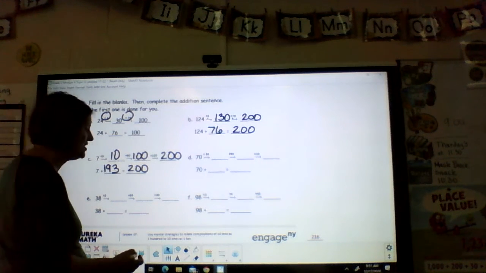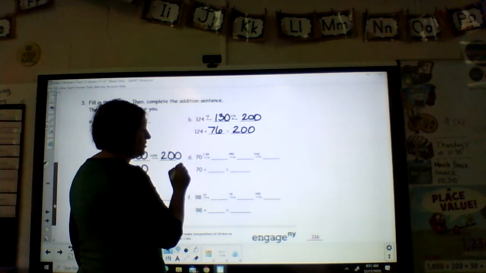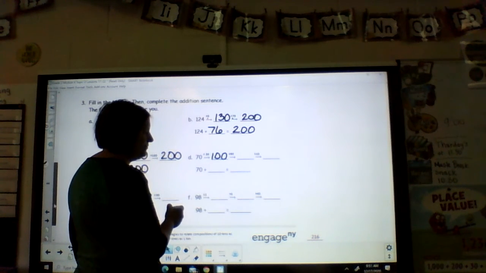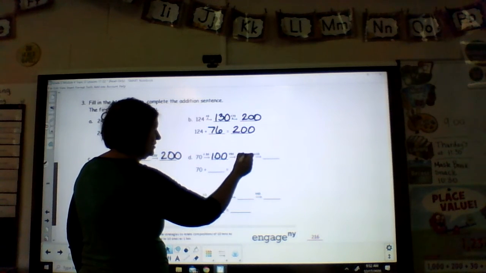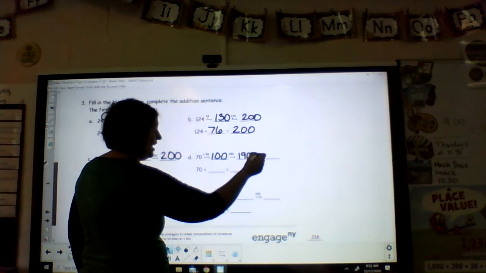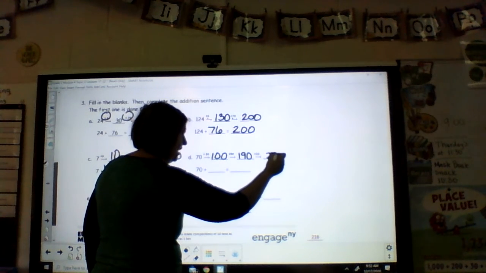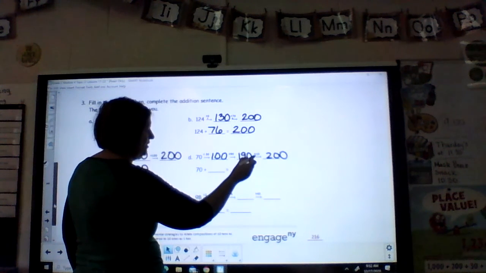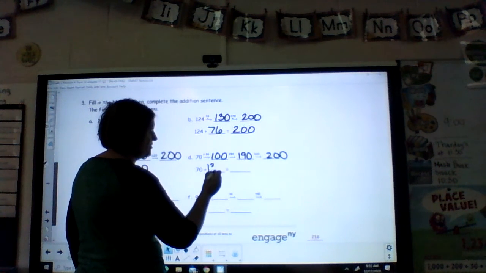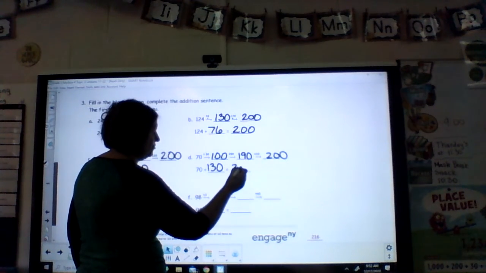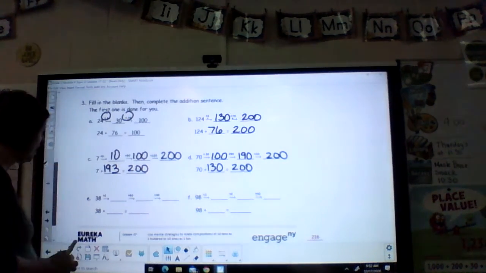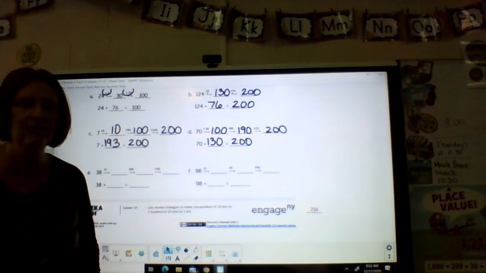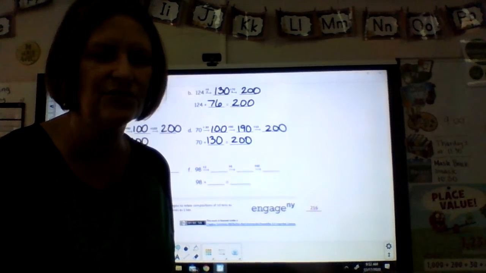All right, letter D. 70 plus 30. 7 plus 3 is 10. So that makes 100. 100 plus 90 is 190. And then 190 plus 10 more would be 200. So if we add those together, we get 90 plus 10 is 100. Plus 30 is 130. So 70 plus 130 is 200. All right. There is one problem left. I want you to pause the video, try it on your own, and then unpause and check your answers.